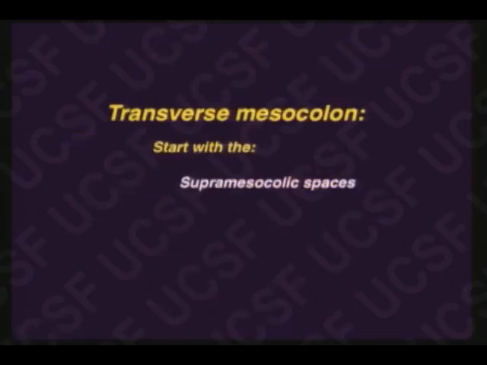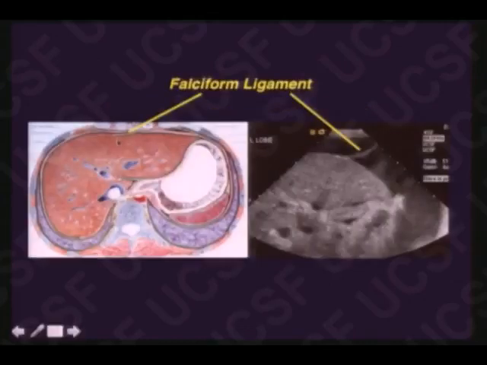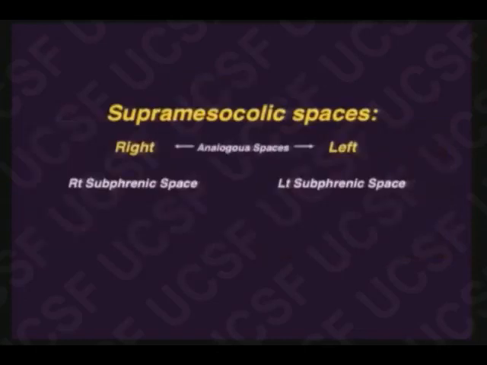We're going to start with the supramesocolic spaces. There are 6. 3 on the right and 3 on the left. They are divided right from left by the falciform ligament. Now, the falciform ligament, as you realize, is something that we see consistently on both sonograms and CT scans, particularly if there is ascites. We can see the falciform ligament quite beautifully. And it divides the supramesocolic spaces into the right-sided and left-sided spaces.